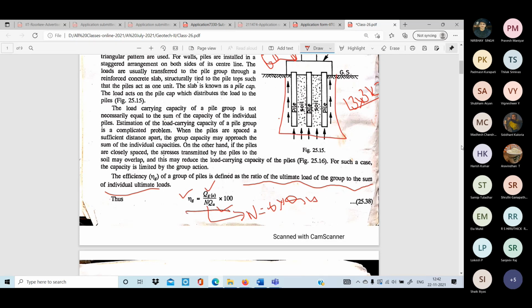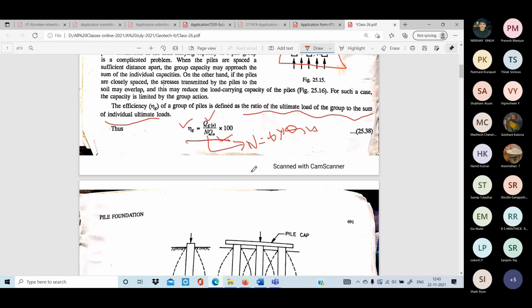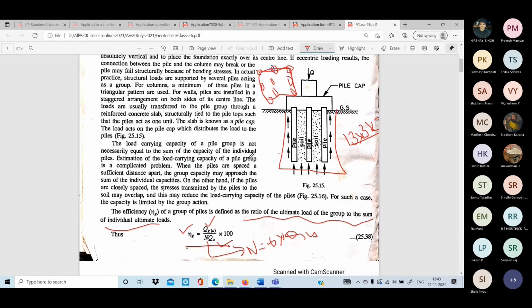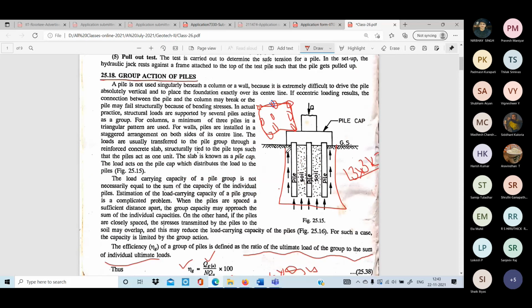So likewise we can determine the group efficiency of a pile. That means whole group pile capacity, considering it as a block, or an individual pile multiplied by the number of piles, which will give the efficiency. Generally, if the piles are very near, that means, the code says, if the spacing is below 2.5 times the diameter, then piles are very near.